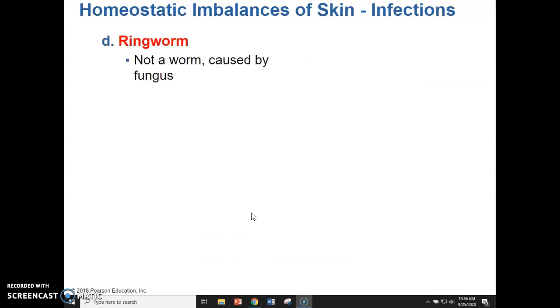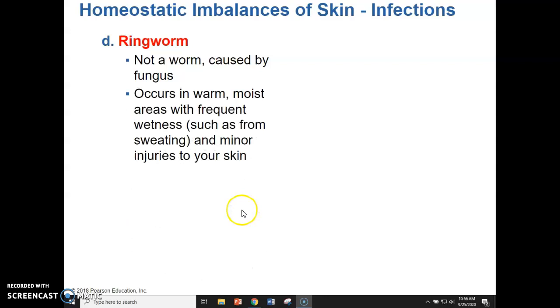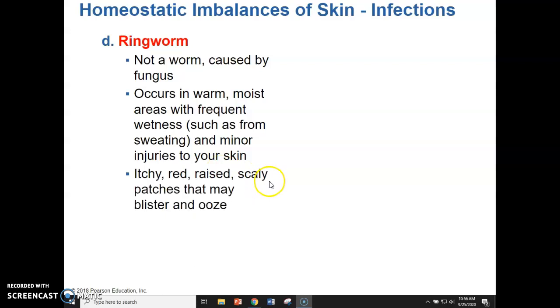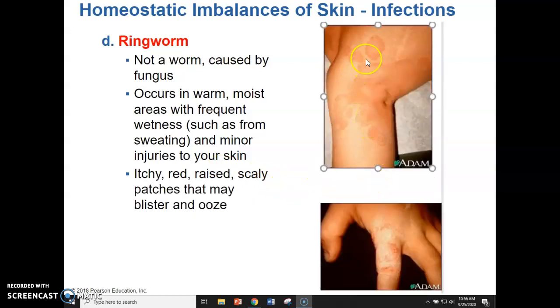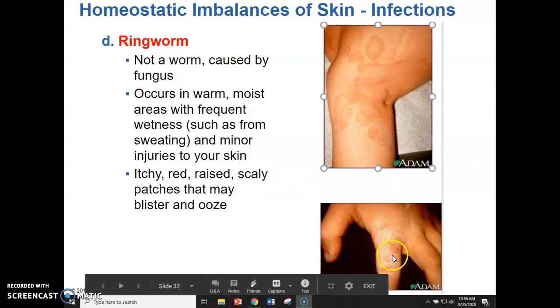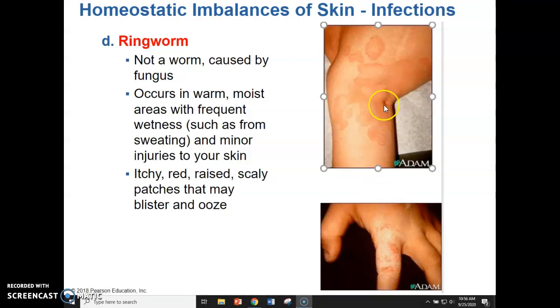Ringworm. Ringworm is not caused by a worm. It is caused by a fungus, but it is a ring mark frequently on the lower part of the anatomy. The foot is oftentimes a place, moist areas with frequent wetness, and it can be caused by minor injuries to the skin where this fungus can get into your body. And here is some typical ringworm. Can you see? It could be on the hand here too. Here it looks like it's the crook of the knee, on the back of the knee. You can see that it causes this ring appearance, and that's why it's called ringworm.